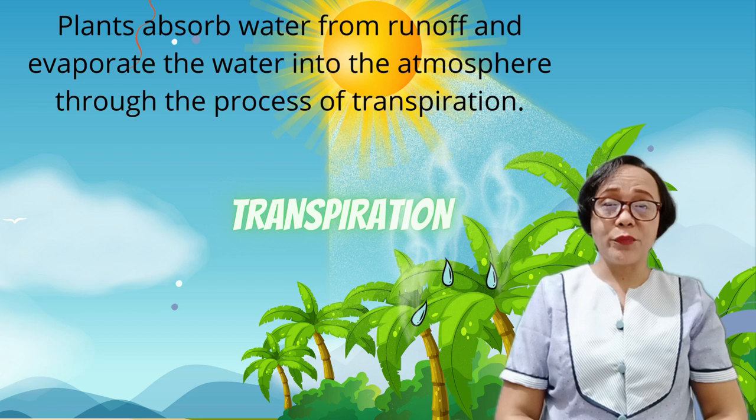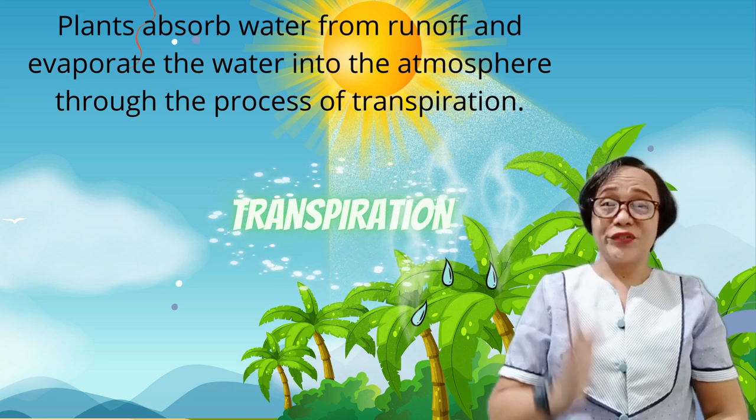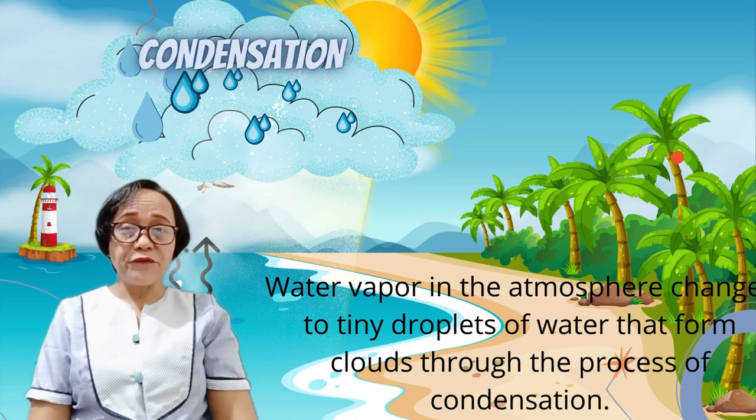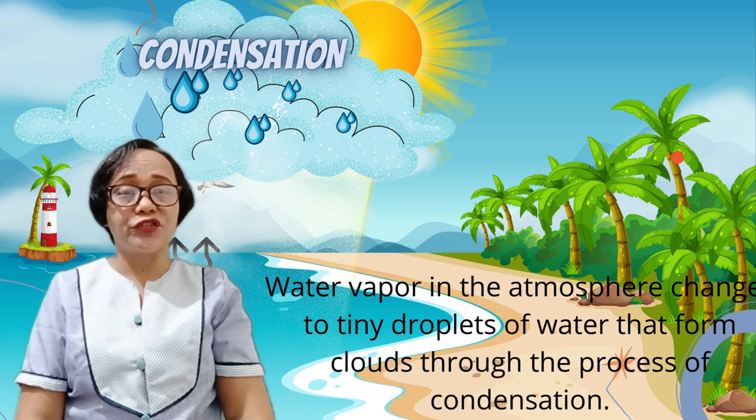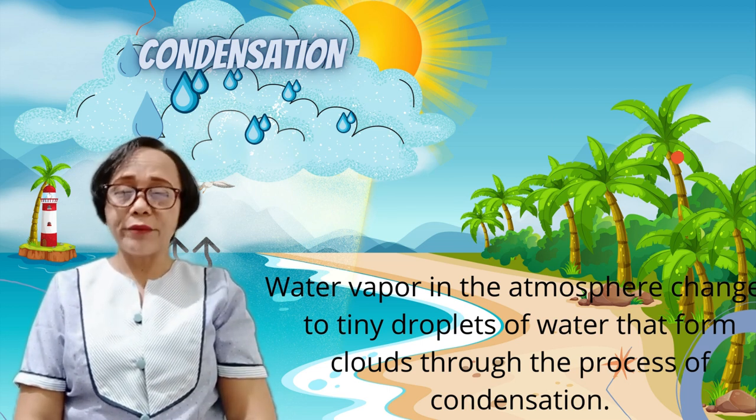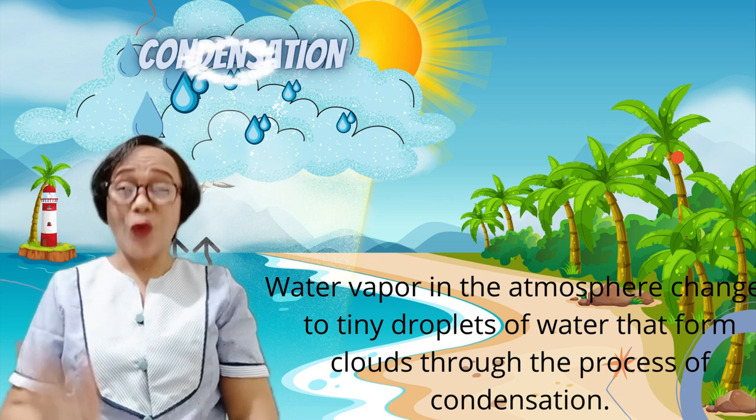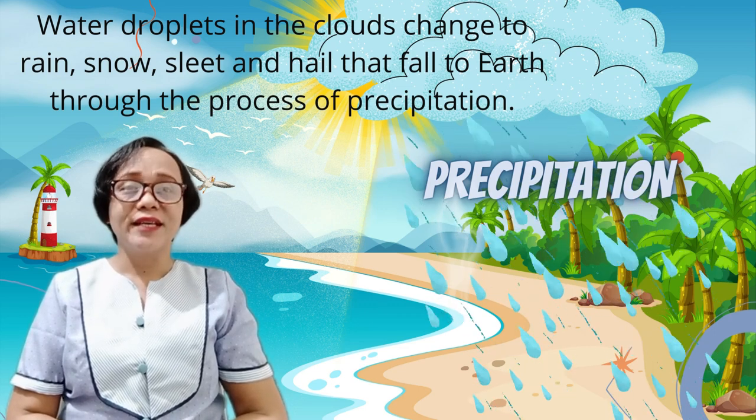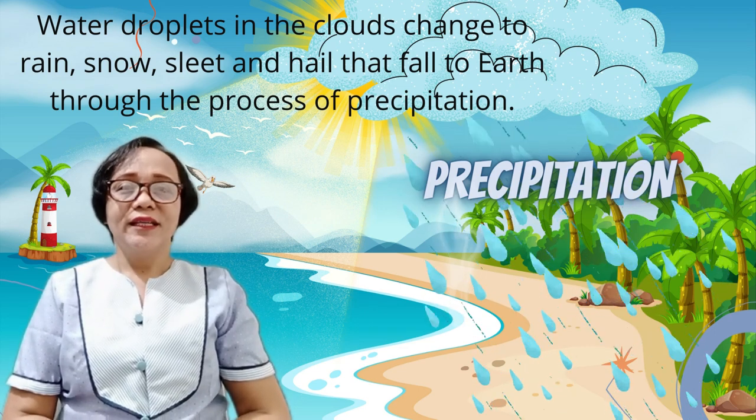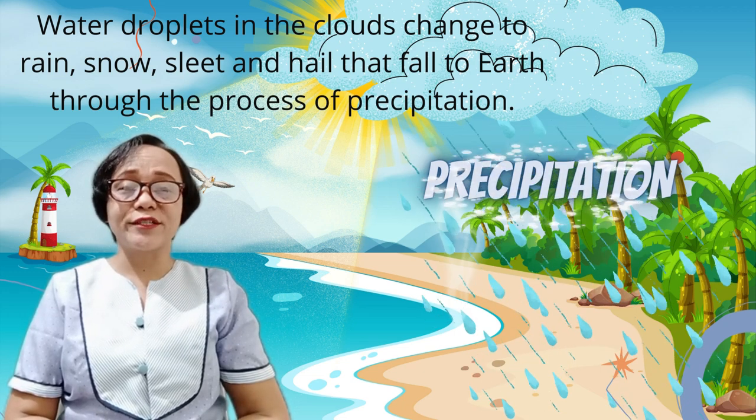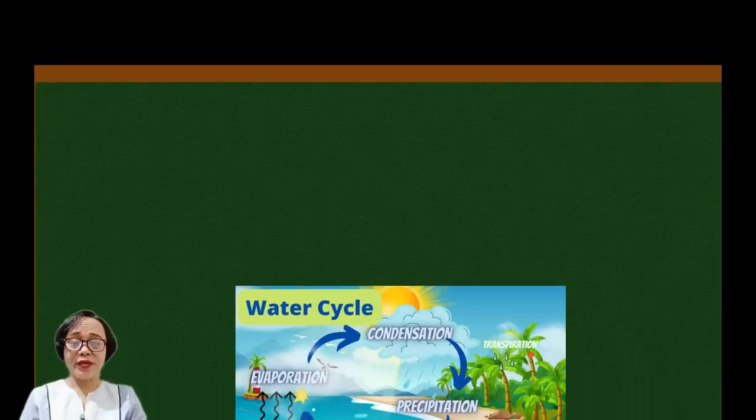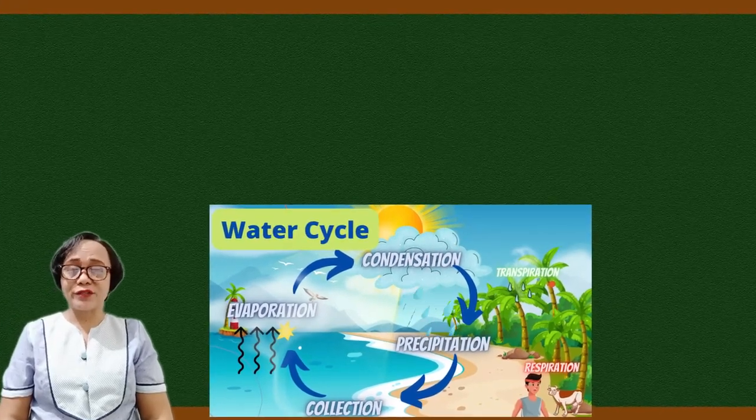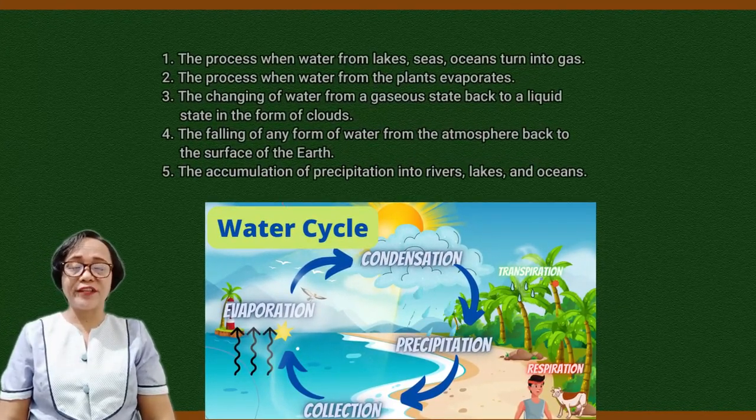Plants also absorb water from the runoff and evaporate the water into the atmosphere through the process of transpiration. Water vapor in the atmosphere changes to tiny droplets of water that form clouds through the process of condensation. Water droplets in the clouds change to rain, snow, sleet, and hail that fall to the earth through the process of precipitation. For our quick review, identify the process of the water cycle based on the given diagram.